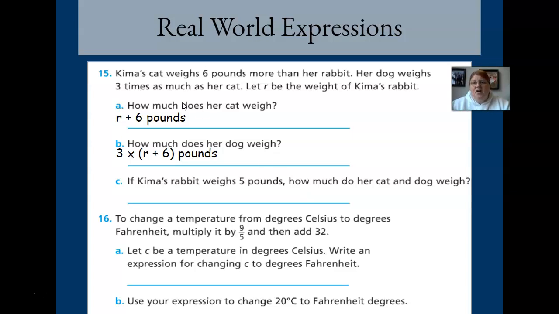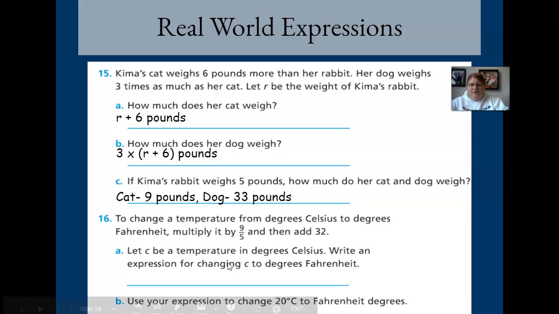So now we're going to solve both of these expressions. So we're going to put that 5 pounds up here. So that would be 5 plus 6, and that equals 11. So the cat weighs 11 pounds. And so we know that this is 11. So 3 times 11 is 33. So the cat weighs 11 pounds. Sorry, there's a typo there. The cat weighs 11 pounds, and the dog weighs 33. Okay? All right, so now I want you to pause the video again, and I want you to complete number 16 on your own.